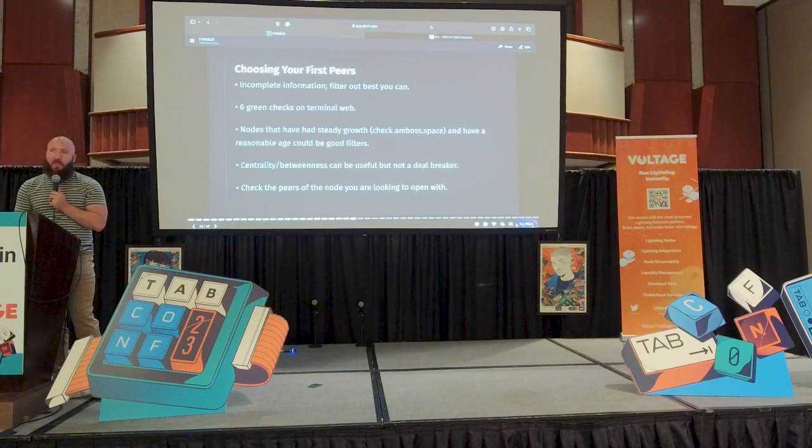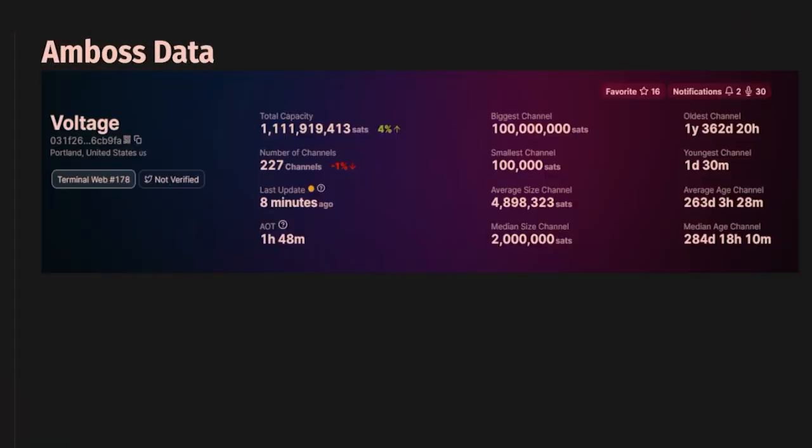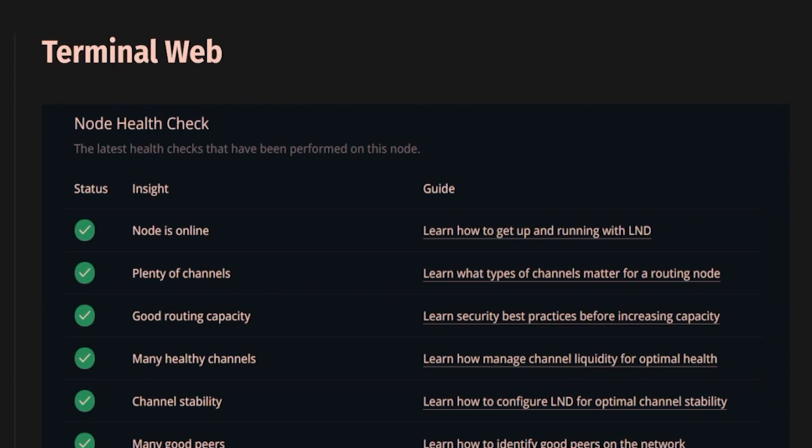You can do this on Amboss and see, for example, if you want to open up a 10 million sat channel and you see a potential peer on Terminal Web that has 6 green checks, but their average channel size is like 1 million sats or something, maybe that's too big of a channel to open to get the most out of your capital. So again, there's Terminal Web.